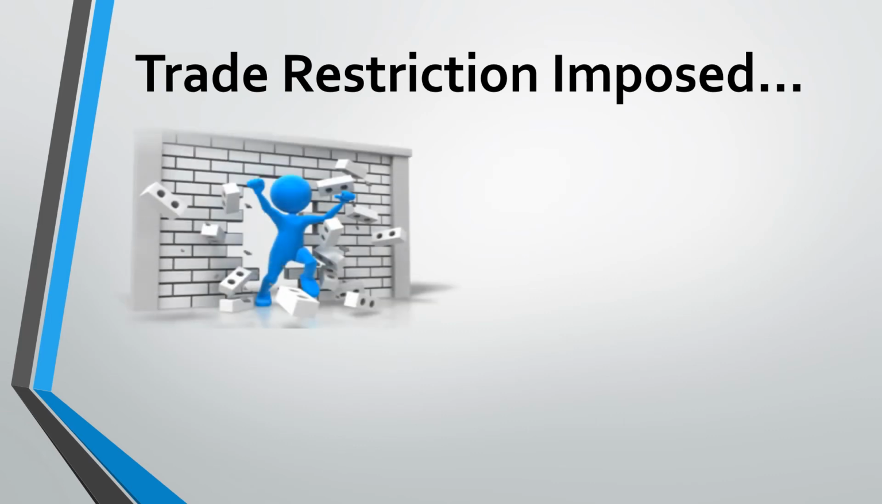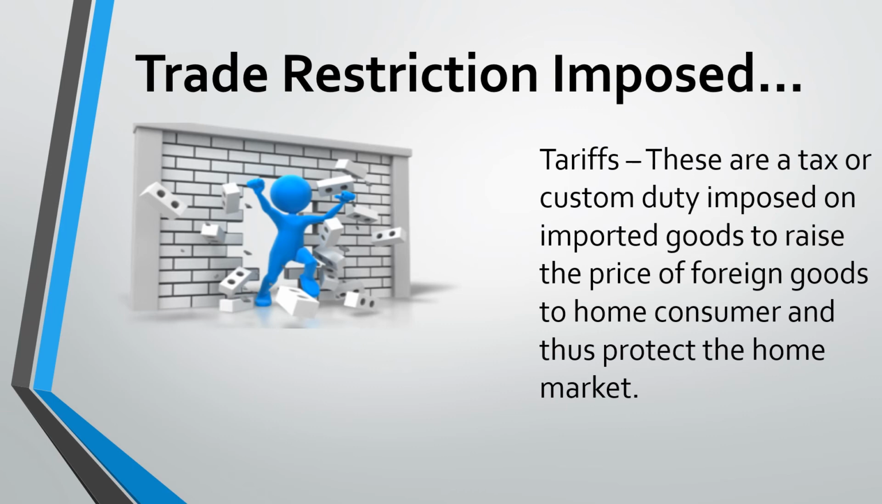Okay. In addition to that, the government imposes tariffs. And a tariff is basically a tax or customs duty imposed on imported goods to raise the price of foreign goods to home consumers and thus protect the home market. So for example, when you travel to the United States of America, or when you just go on Amazon or eBay and you purchase something, certain things that you bring back into the country, you have to pay tax on them.